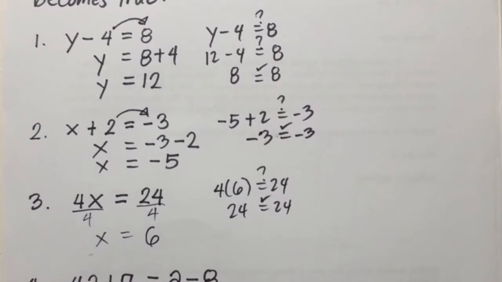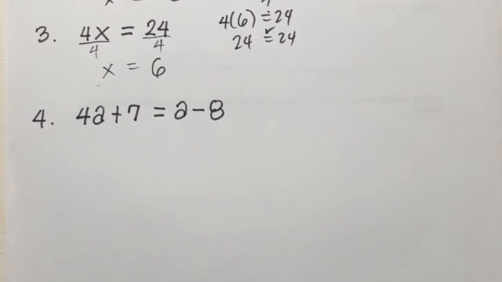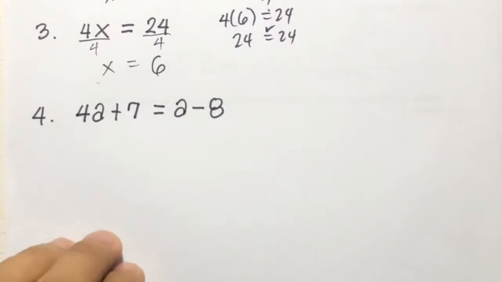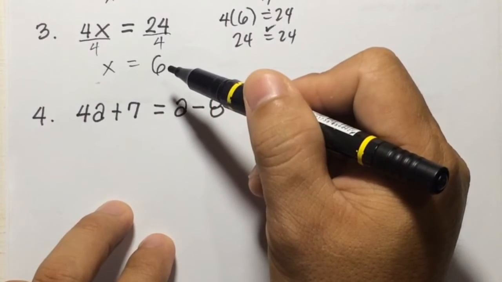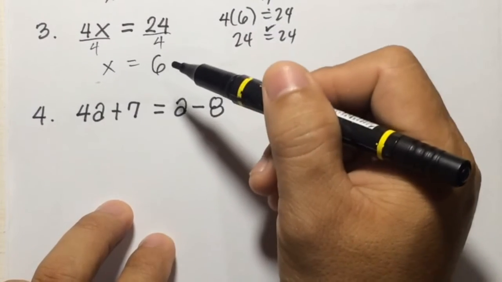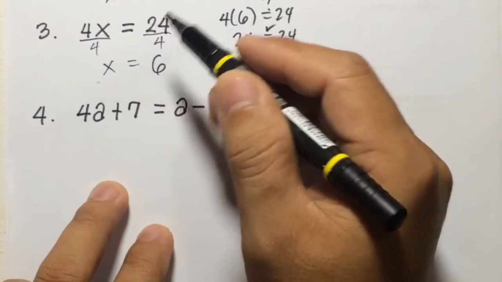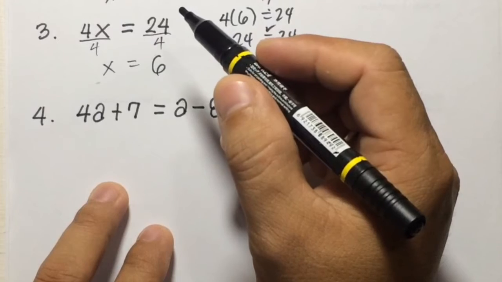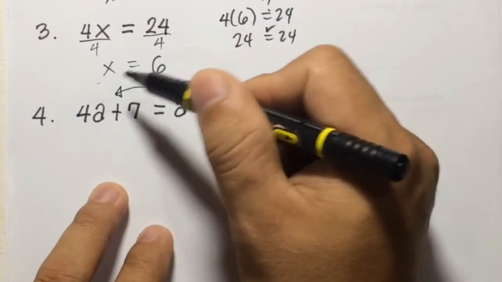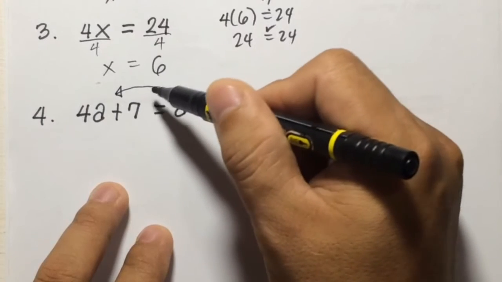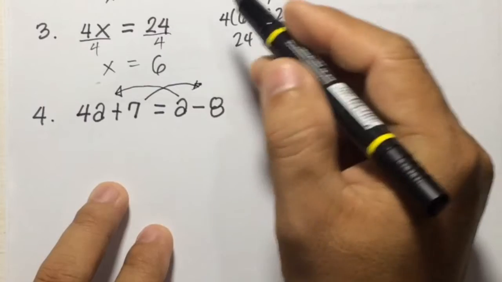Then number 4. Number 4 is 4a plus 7 equals a minus 8. Now in here, what you're going to do is combine the constant terms and the terms with the variable to the same side of the equation. So we're going to have a, this is a variable term, to the left side, and 7 here to the right side. So you're going to transpose the two.